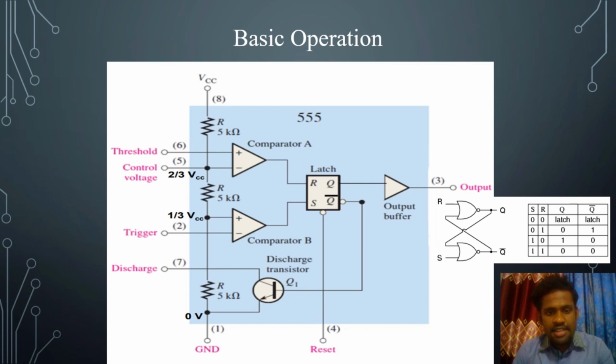Good evening. Previously, we learned about the pins of the 555 timer. This time, we will learn about the basic operation of the 555 timer. At first, here we see there are 3 resistors, all of 5 kilo ohm, and these resistors are in series. Now, there is an input voltage, which is VCC, and there is a ground.